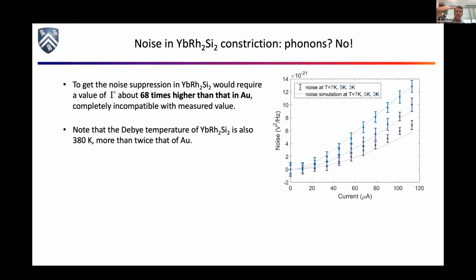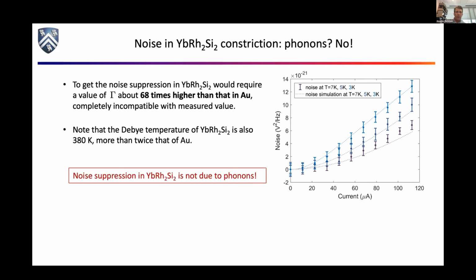In order to get noise as low as we see, you would have to have a gamma that's almost 70 times larger than the value in gold. So we're way off. We're like 35 times too small based on the experimentally determined gamma, right? So we really do not think that the noise suppression in YbRh2Si2 is due to phonons. So it's not due to phonons.